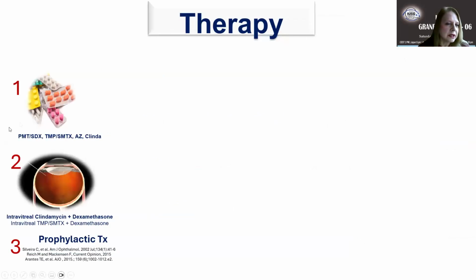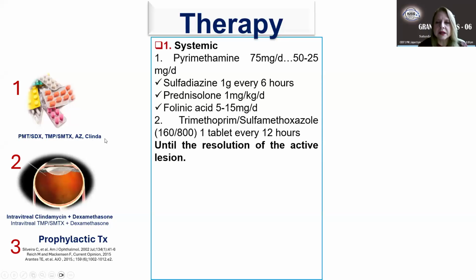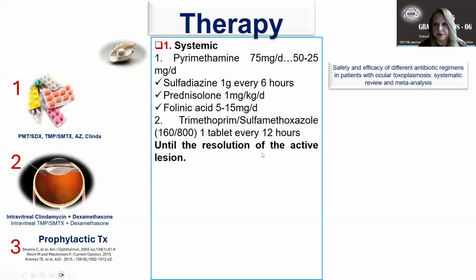So we can have different therapies: systemic, intravitreal, and prophylactic treatment. We just saw systemic therapy, classic therapy, or alternative therapies, and here are the doses for classic and one of the most common alternative therapies, and they should be used until the resolution of the active lesion.